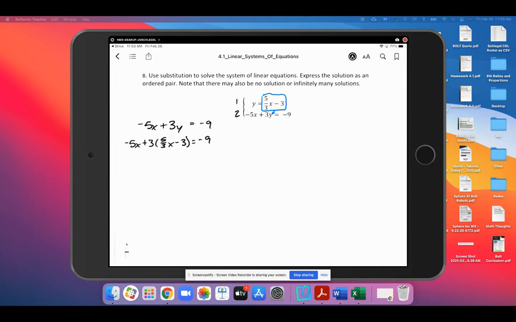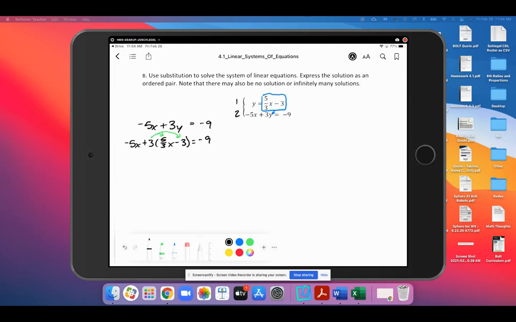And I will have negative 5x plus 3 with whatever y is, 5/3 x minus 3, equals negative 9. And what I would do personally in this case, folks, normally, is I would multiply everything by 3 to make that fraction go away. I do in this case see, though, that when I just do the distributive property here and multiply by 3, it will make the fraction go away anyway, because 3 is divisible by 3, so I don't need to worry about multiplying everything by 3. If that's something you feel comfortable doing, go for it.